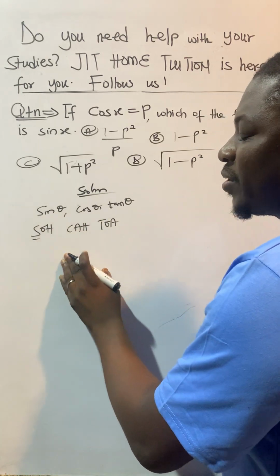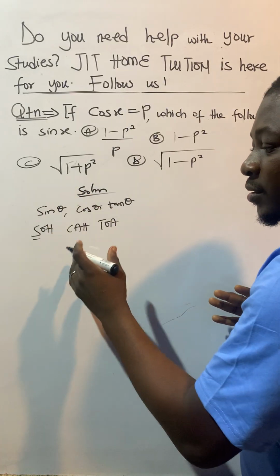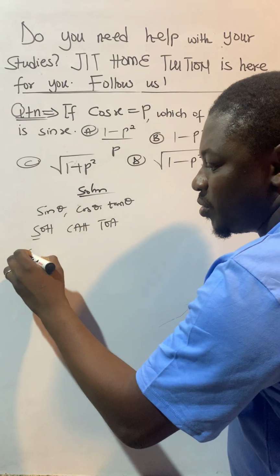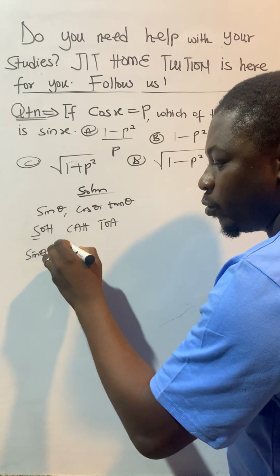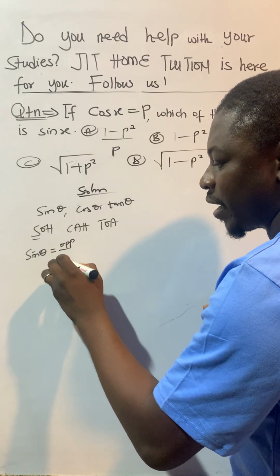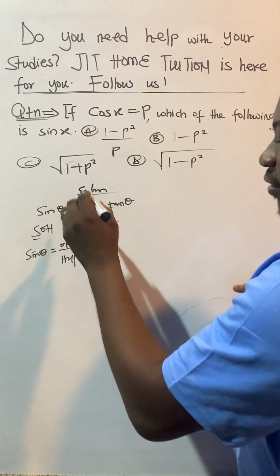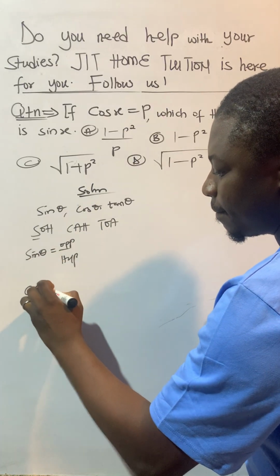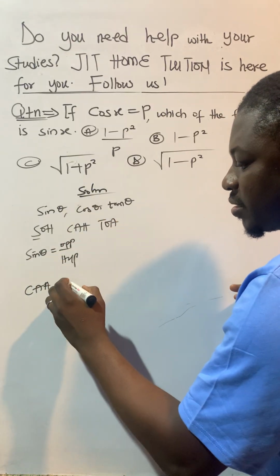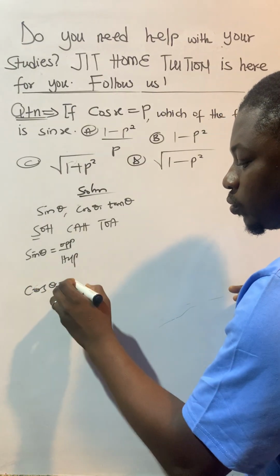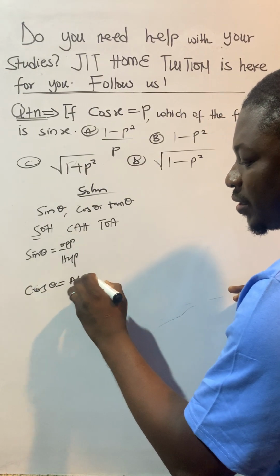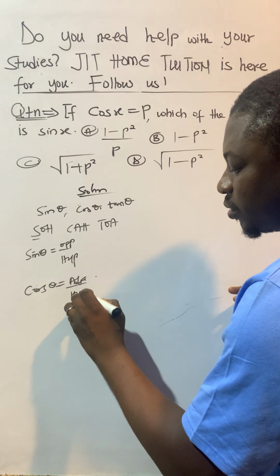Now, the S is representing sine, and what it means is that sine theta is equal to opposite. The O is representing opposite. The H is hypotenuse. All right. The same thing applies to the CAH. What it means is that cos theta is equal to adjacent. The A is representing adjacent over hypotenuse.